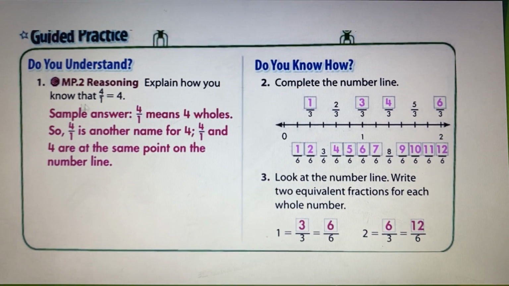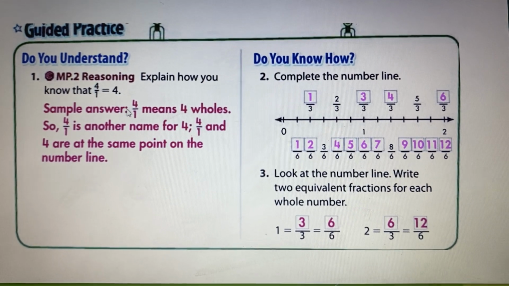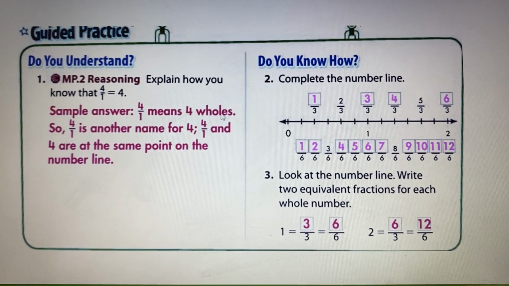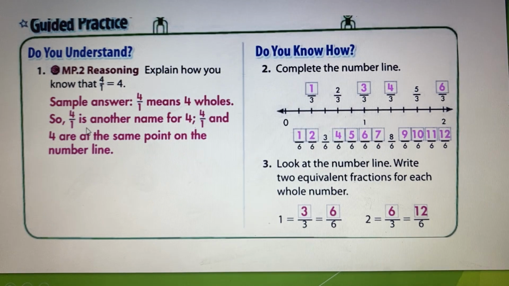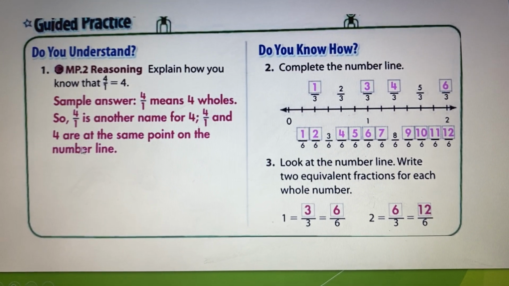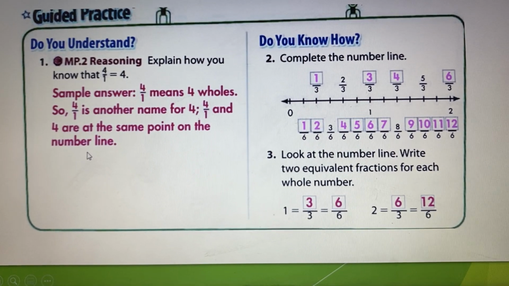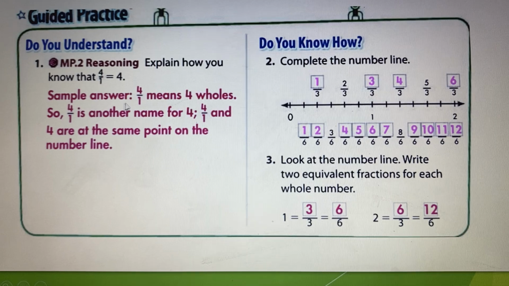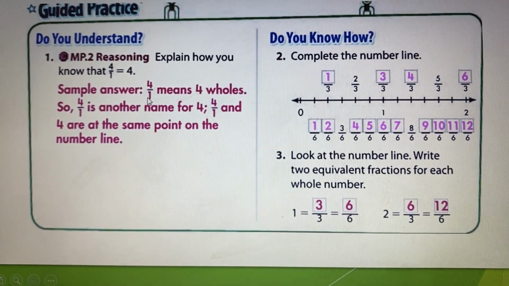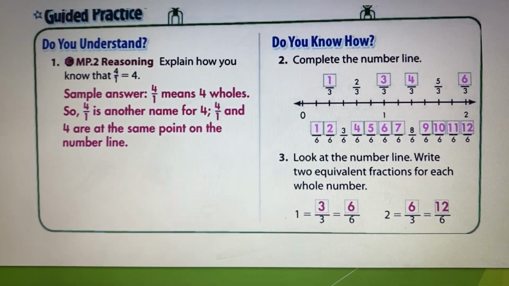Explain how you know that 4/1 equals 4. Let's see. 4/1 means 4 wholes. So 4/1 is another name for 4. 4/1 and 4 are at the same point on the number line. Again, I can tell you that 4 over 1 also can be 4 divided by 1, and 4 divided by 1 equals 4.